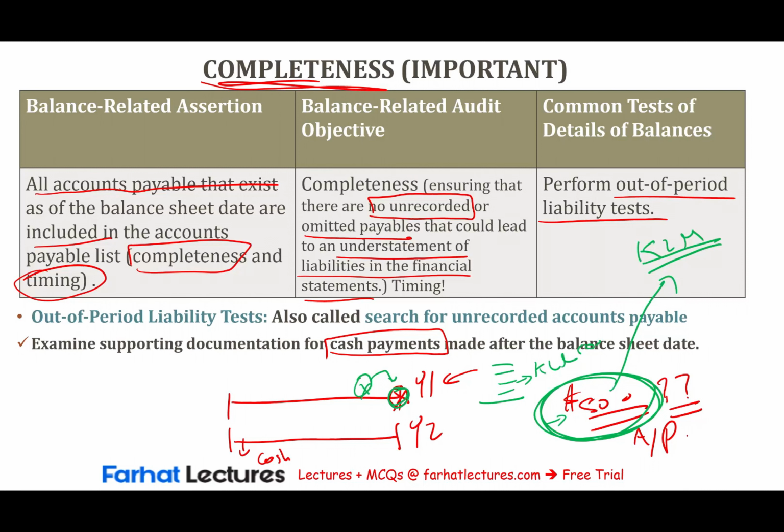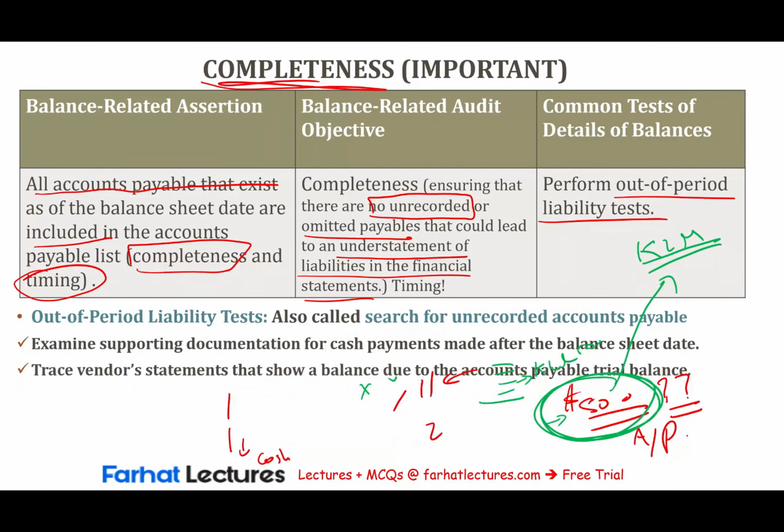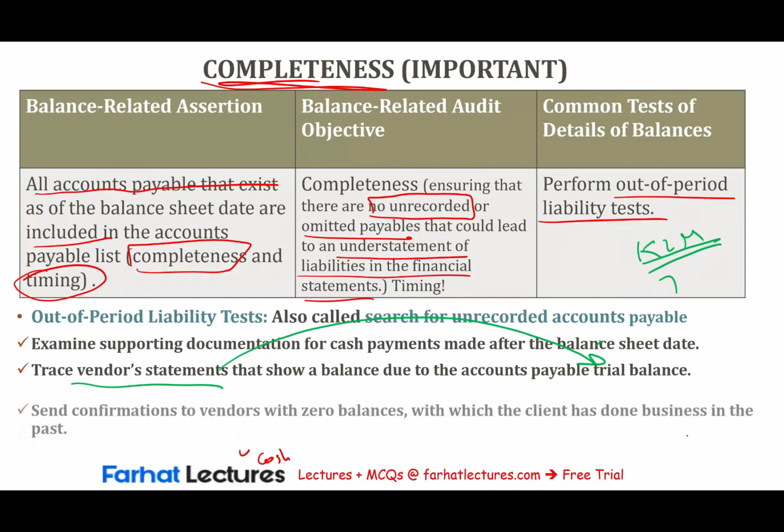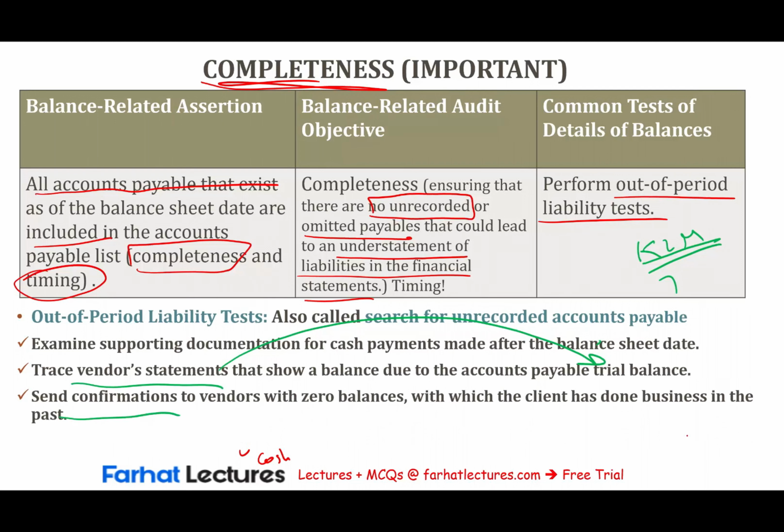This is what we meant by search for unrecorded payable. So we made a payment, but that payment was not listed as part of the liabilities. So we can look for that. Okay. So trace vendor invoices, trace vendor statement that shows a balance due in the accounts payable trial balance. So if the vendor is sending us a statement, and it belongs to year one trial balance, is this amount showing on year one trial balance? Is this showing? Also, I can send confirmation to vendors with zero balances.